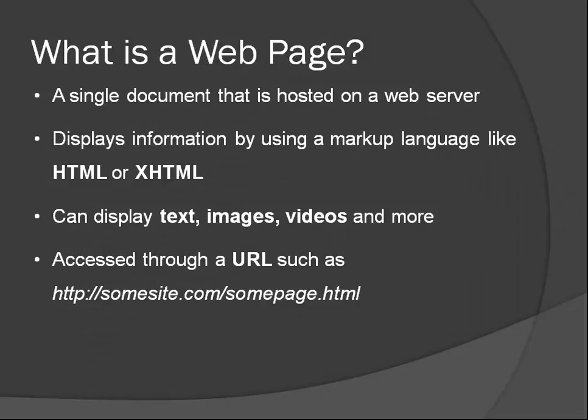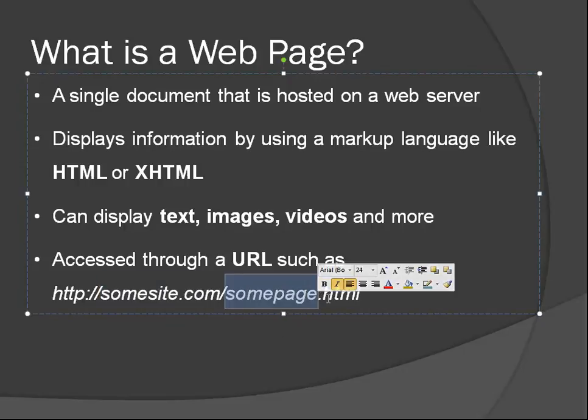So what is a web page? A web page is a single document that is hosted on a web server, and I'm sure most of you, even if you don't know HTML or anything about building websites, know what a web page is. It displays information by using a markup language, and the most common markup languages are HTML and XHTML. Using HTML, we can display text, images, videos, and more. And we can get to a web page with this type of URL. We have the domain name, and then a slash, and then the name of the page, and of course .html.